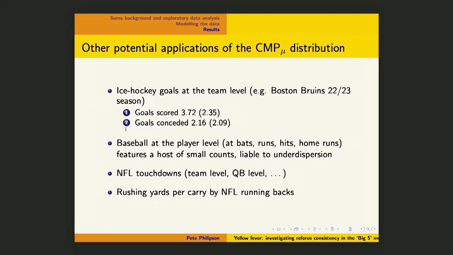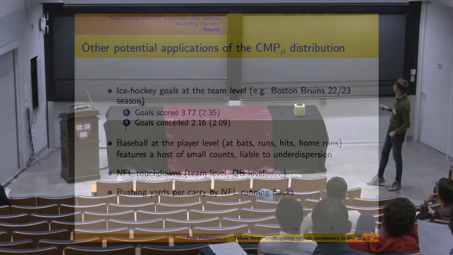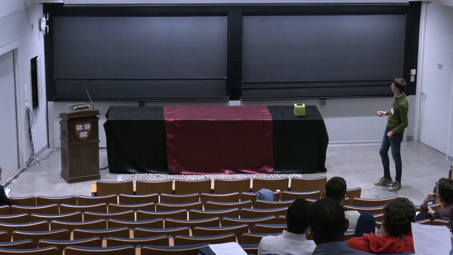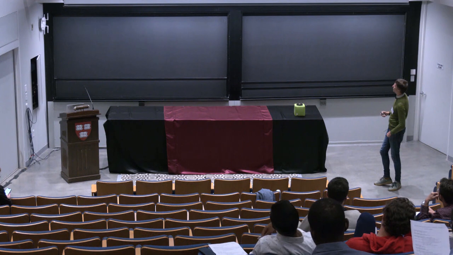And this kind of ties in with a few things I've seen. Often a Poisson distribution will work, except at the top and tail of a distribution, where you'll often see less variability. And what you might see, if you took the difference in teams, is that you wouldn't capture the spread right if you used a Poisson distribution. Also, lots of other counts: baseball at the player level, lots of categories there. Small counts might have under-dispersion. NFL touchdowns at the team level and quarterback level, again, small counts, liable to under-dispersion. And rushing yards per carry by a running back as well.